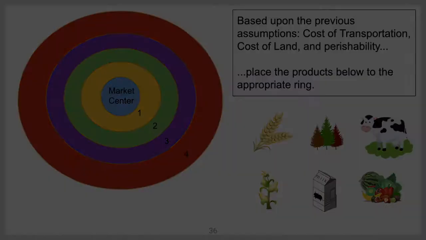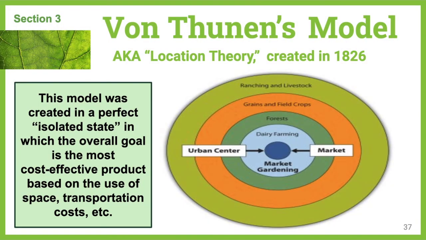So, what we should have ended up with is something that looks like this. This is von Thunen's model. In the center, we've got the urban center or the market. What von Thunen said is that in ring 1, we should have dairy farming and market gardening, vegetables, fruits, and dairy. In ring 2, forest land. In ring 3, grains and field crops. And in ring 4, ranching and livestock.